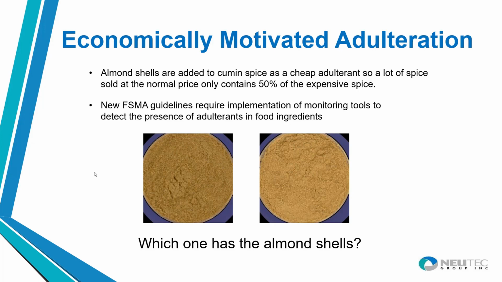It's impossible to see this from a visual standpoint. Yet new FSMA guidelines now put the burden on the people accepting these ingredients and using them to make sure their product has not experienced adulteration. So they have to put preventative controls in to make sure that their ingredients aren't coming in with adulterants, and they have to have a monitoring tool. How can they detect this?